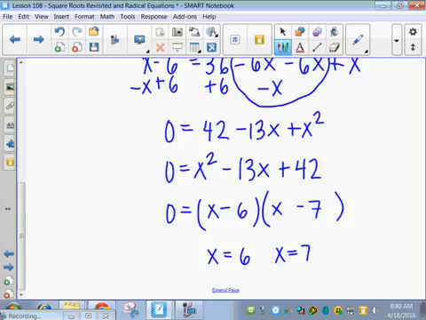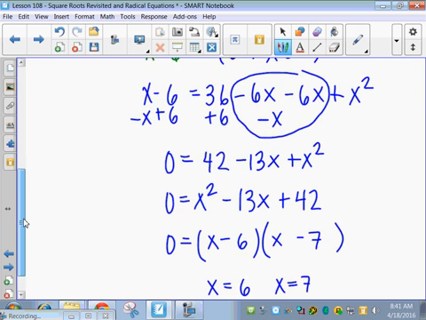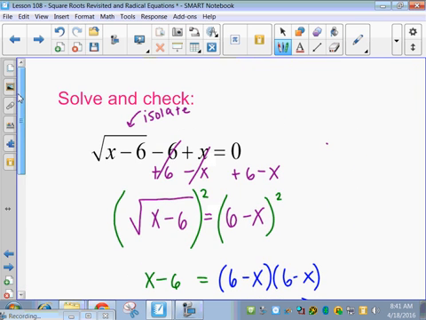Good. Okay. Now we have to check both of our answers because we could have an extraneous solution. So we go back to the beginning and we're going to plug in 6, and then I'm going to plug in 7. All right, so original equation, and I'm going to write it over here off to the side. Your check usually doesn't take that much time, you guys.